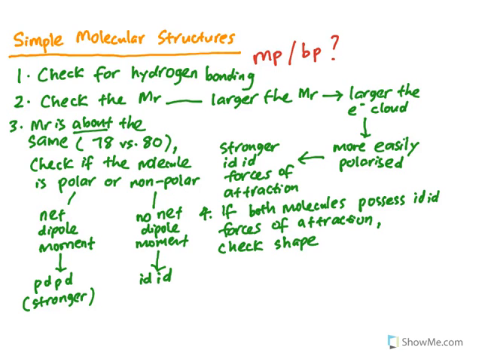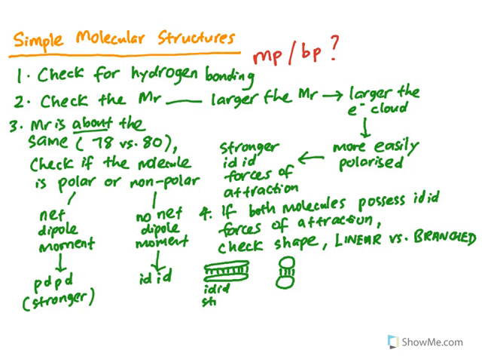Okay, check shape as in what? Not VSEPR shape, but linear versus branch. Of course linear means this way, linear. Branch means maybe circular. So can you see that there is more surface area in contact, less surface area in contact? So of course ID here is stronger.